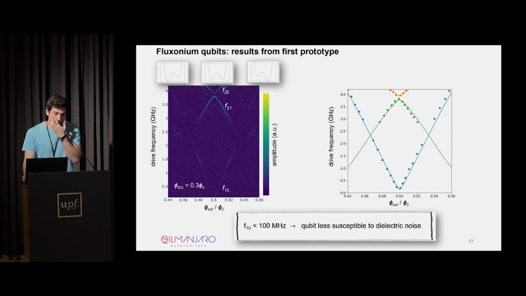And so you can see that in this case we can also identify the F10 transition, the F21 and F20, together with a bunch of other lines that we know where they come from, but I won't comment about. And we can fit using exactly the same parameters as in the previous slide, and you can see that they match pretty well. But importantly, I want to point out that the fundamental transition, in this case, can reach transition energies smaller than 100 megahertz. So it's really a low frequency, and this is also another good thing about Fluxonium because it makes it less susceptible to dielectric noise.